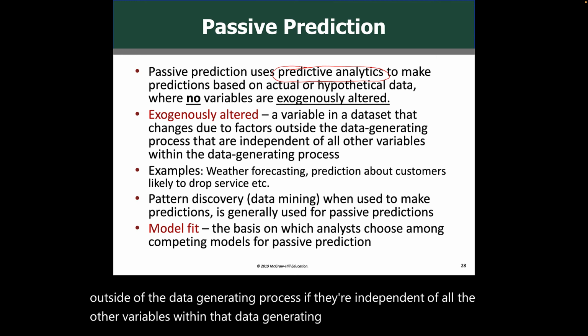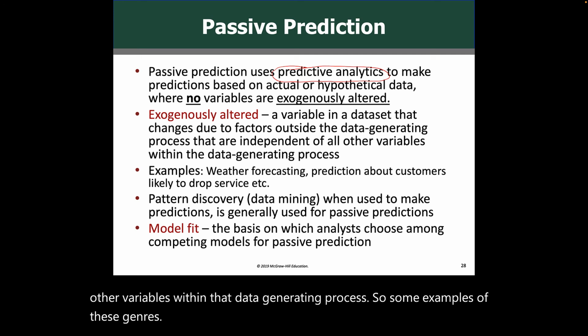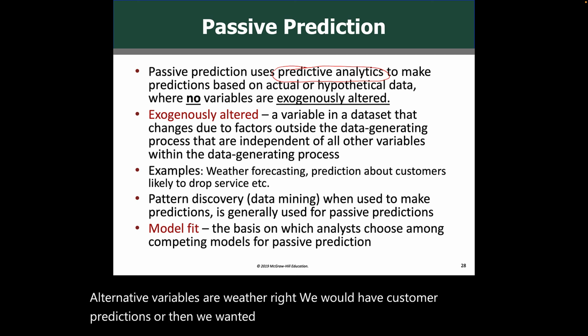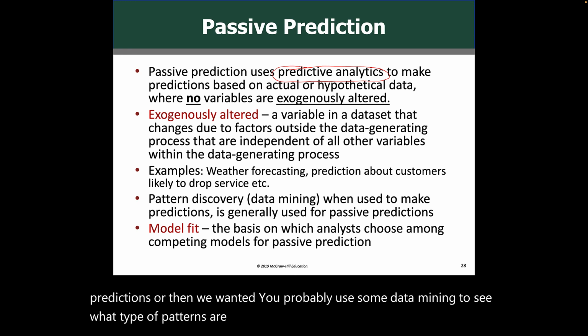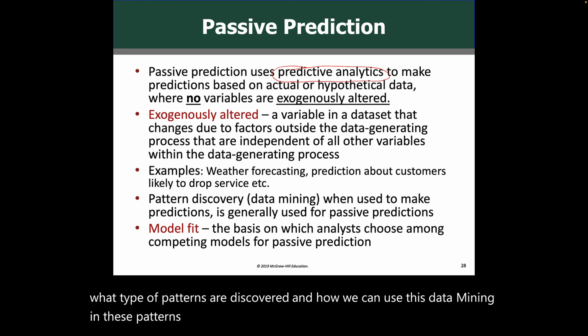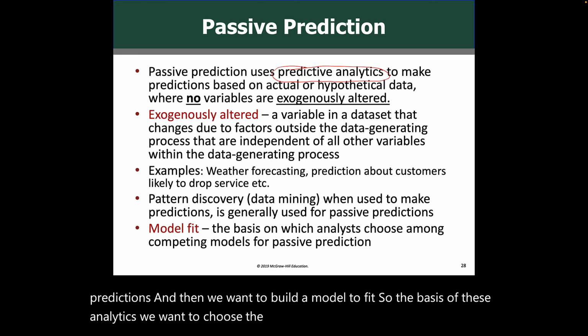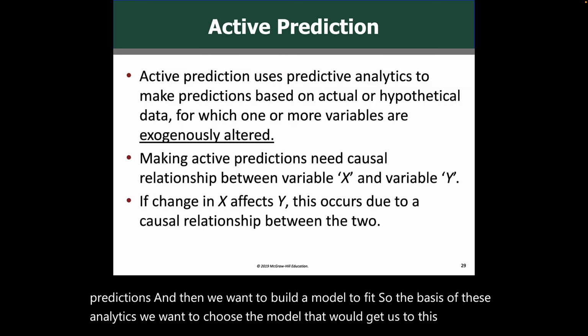So some examples of these exogenously altered variables are weather, right? We would have customer predictions, or then we want to possibly use some data mining to see what type of patterns are discovered and how we can use this data mining and these patterns to make predictions that we would use for these passive predictions. And then we want to build a model to fit. So the basis of these analytics, we want to choose the model that would get us to this passive prediction.